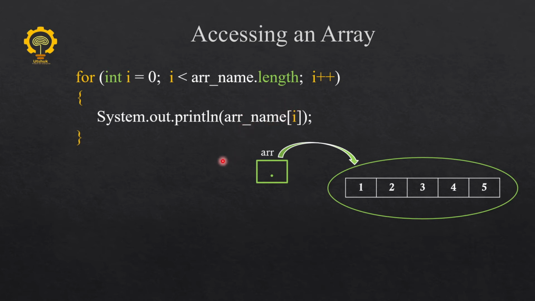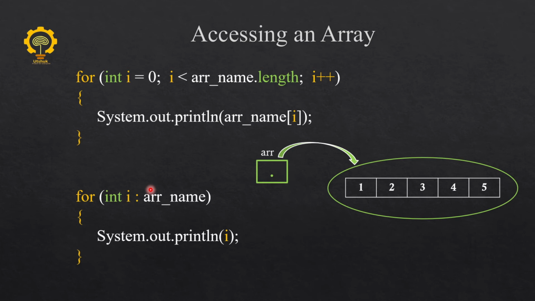If we use the for each loop, we can easily access the elements inside of an array. So this is the type and the variable, and this is the array name we have to give here. Using this for each loop, we can simply access the value in this variable, and we have printed here the elements of an array.